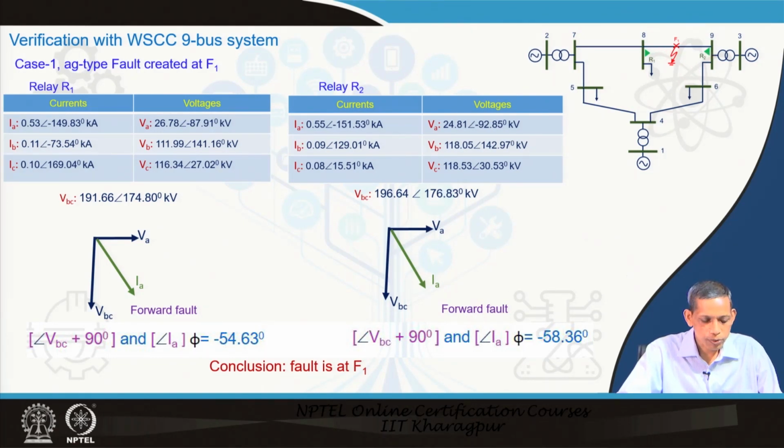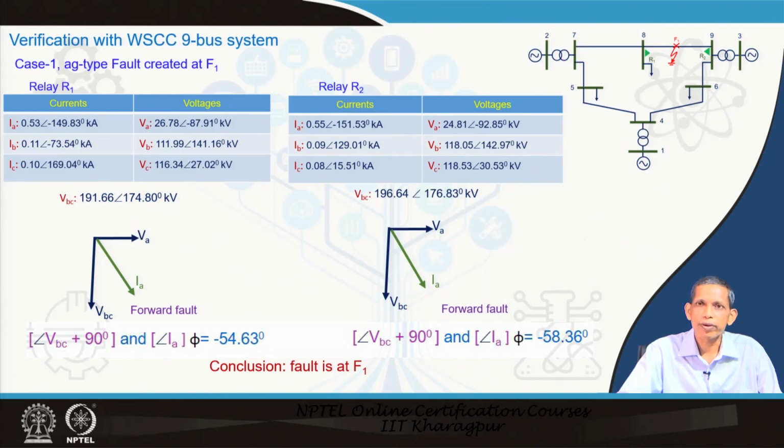The conclusion from R1 and R2 is that both are forward, and that means this is an internal fault. This is also correctly identified by these two relays R1 and R2 using the quadrature voltage approach.